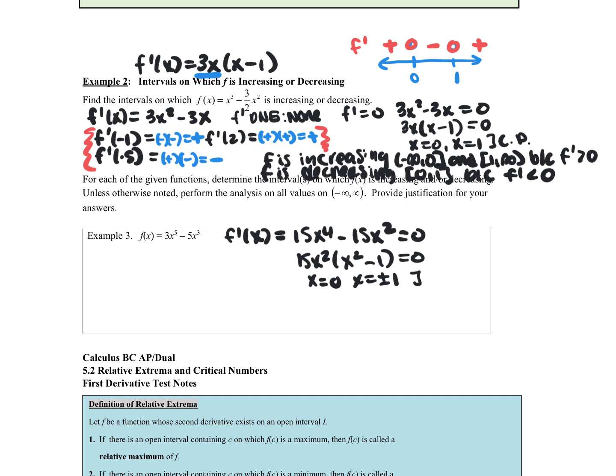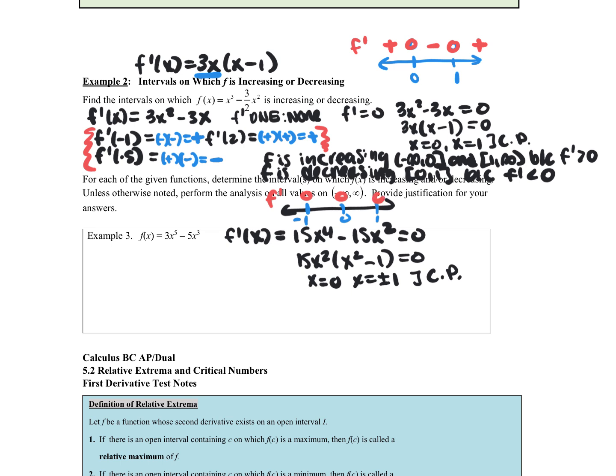So these are our critical points. You should make sure those exist on your original function, but we can plug in 0, 1, and negative 1 into that. We don't have any problems, okay? So those are all critical points. So that's where you're going to divide up your intervals to check your increasing and decreasing. So it's going to be at negative 1, 0, and 1 where f prime is 0.